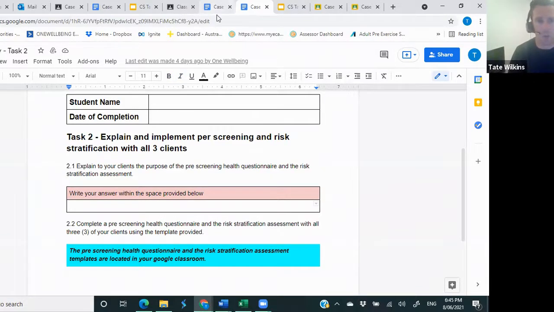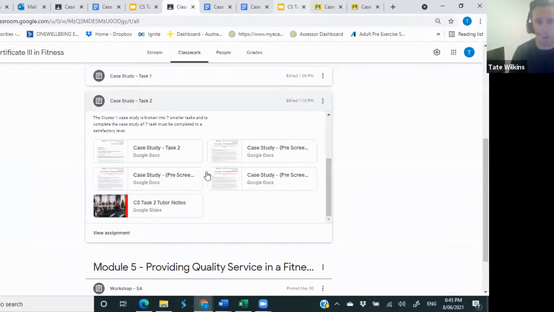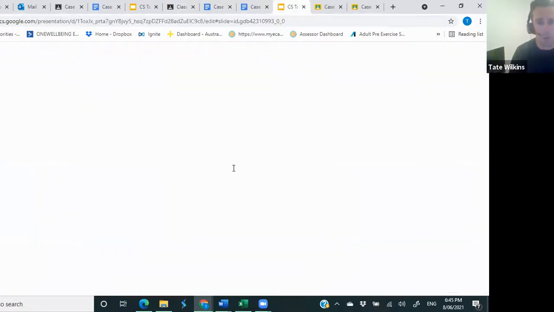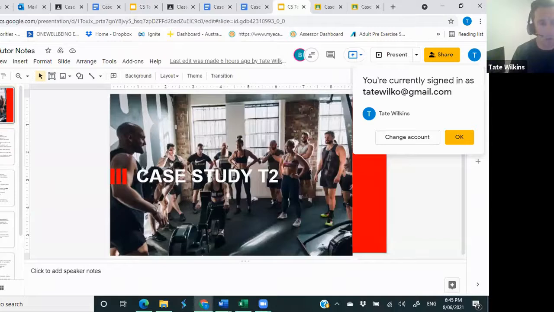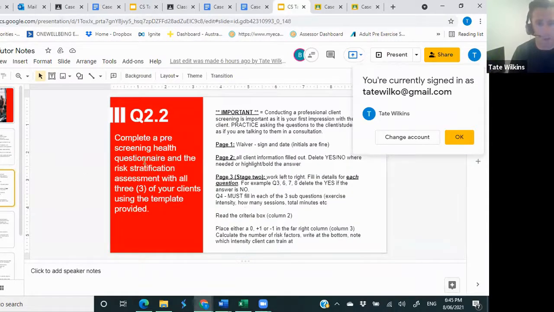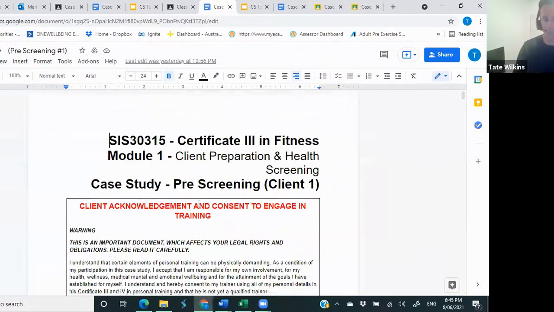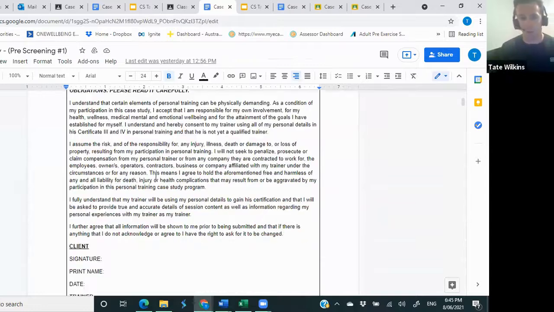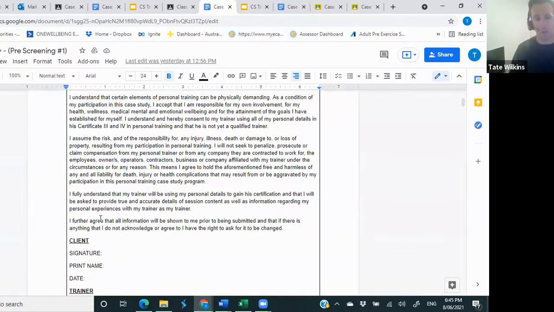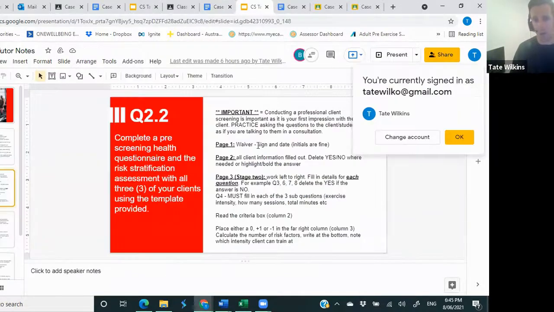But just before you go off and do your partner work, with those forms there are case study notes, which I wrote today. For your pre-screening forms, I've gone through and given you dot points for each one. So for page 1, it's just the waiver. If you were to join a gym, usually you'd sign a waiver. So I've just written down page 1, sign and date. I've given you directions for each page.